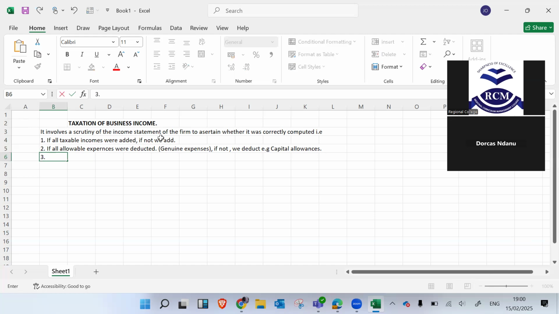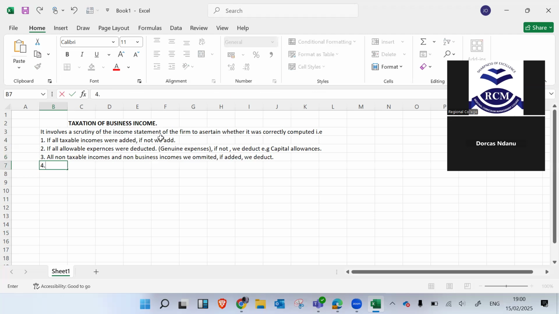Number three, all non-taxable incomes and non-business incomes were omitted. If added, we deduct. Remember, incomes increase the profit. So if there is an income that was added and should not have been added, we remove it by deducting.